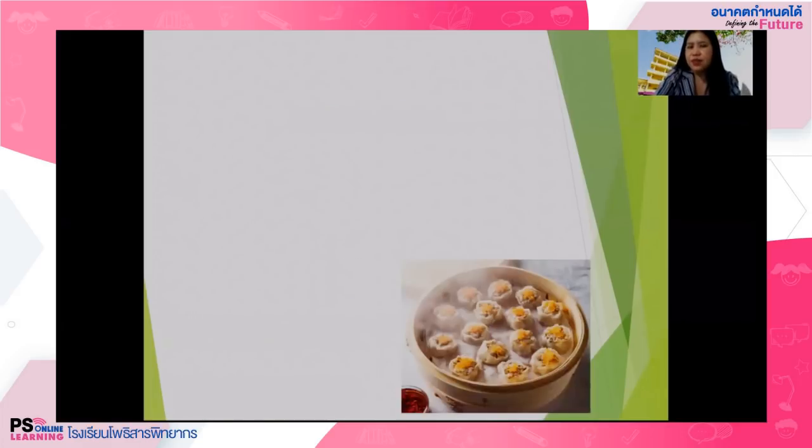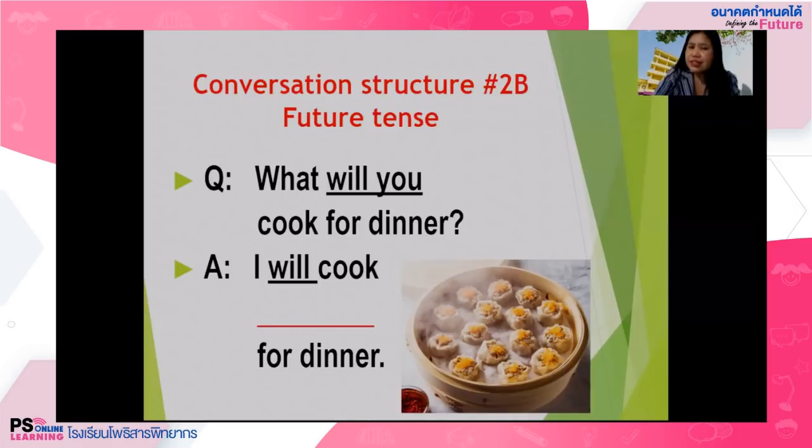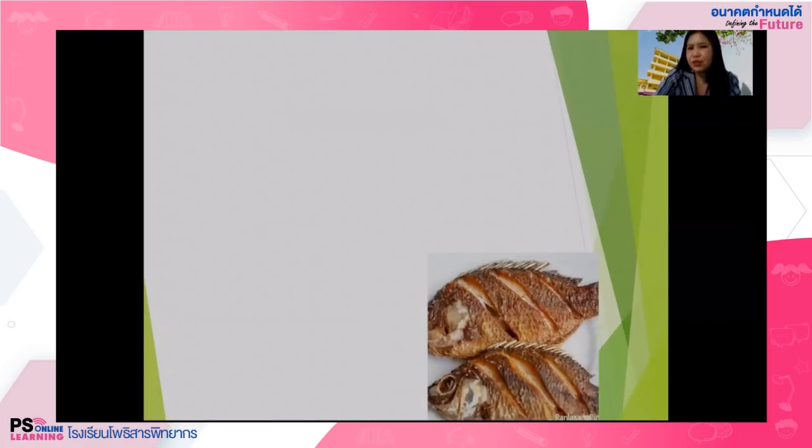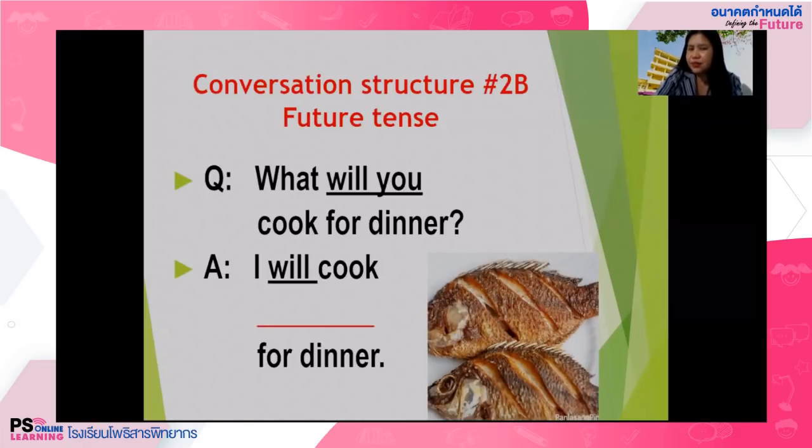Okay, let's try it. This one, that is dumplings. Okay, those are dumplings. So the question is, what will you cook for dinner? The answer is, I will cook steamed dumplings for dinner. Very good. What about this one? Last one. Question, what will you cook for dinner? Answer. What's your answer? I will cook fried fish for dinner. Very good.